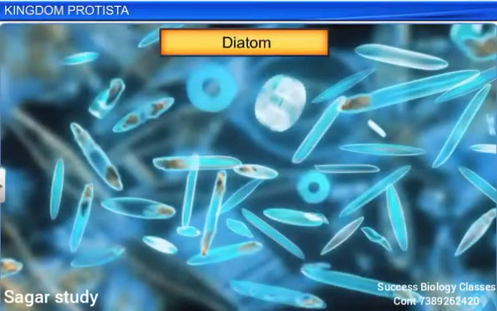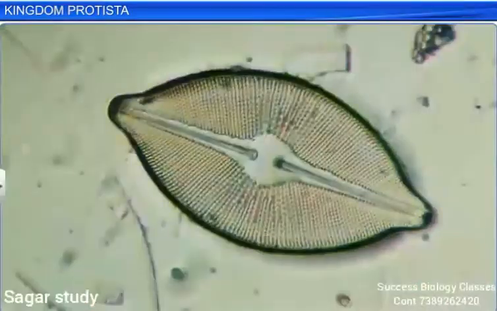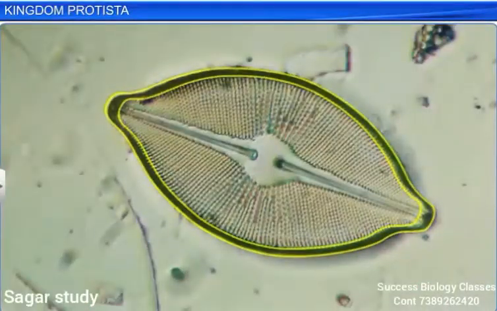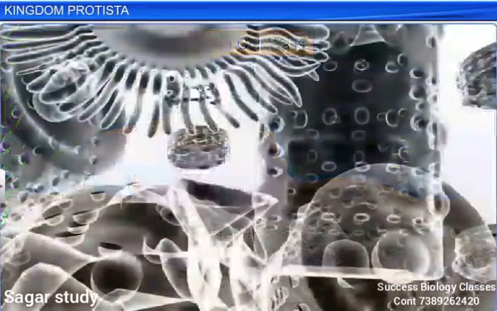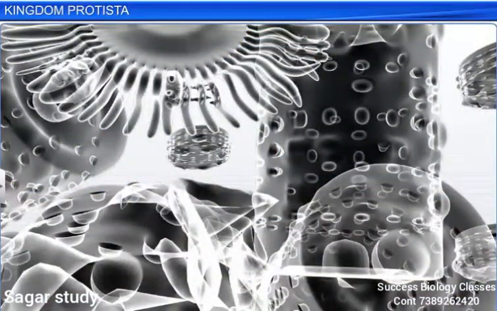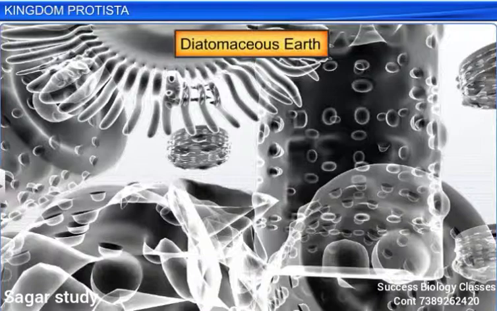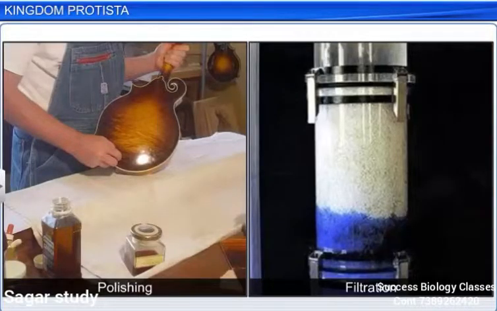Diatoms are known as chief producers in the oceans. Diatom cell walls are embedded with silica, making them indestructible. Diatoms therefore manage to leave behind a large amount of their cell wall deposits in their habitats. These fossilized remains of diatoms form diatomaceous earth. It can be put to various uses like polishing and filtration of oils and syrups.